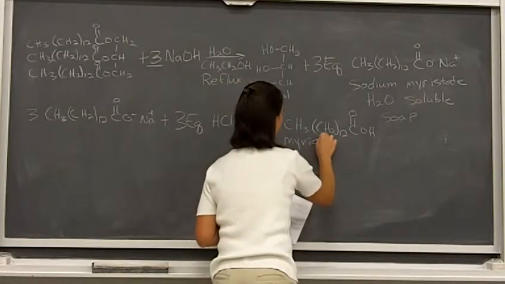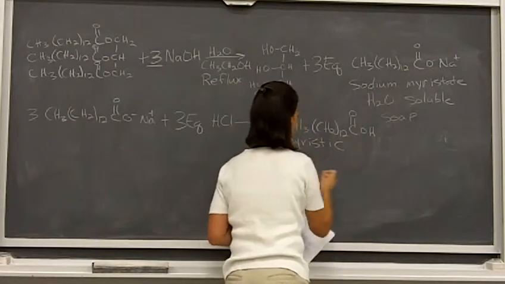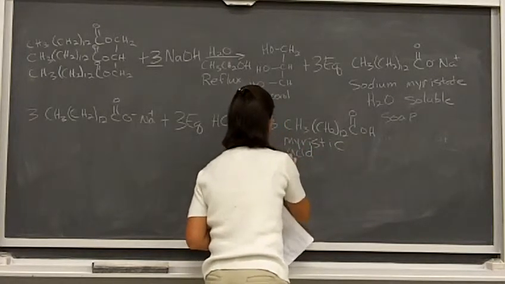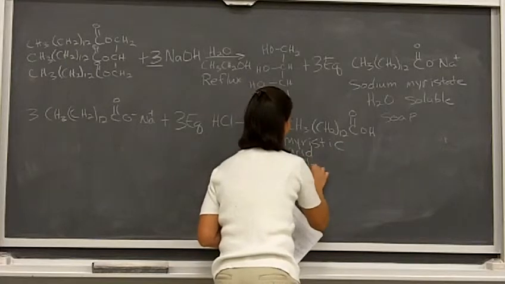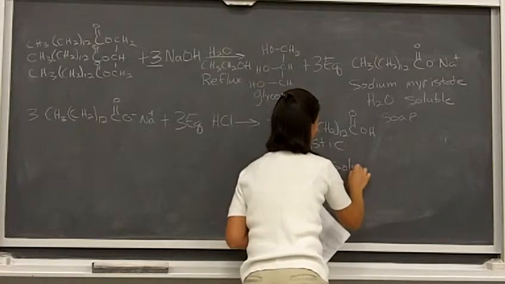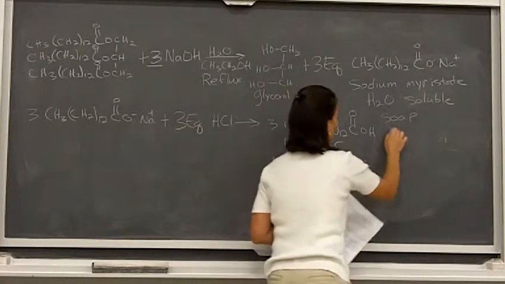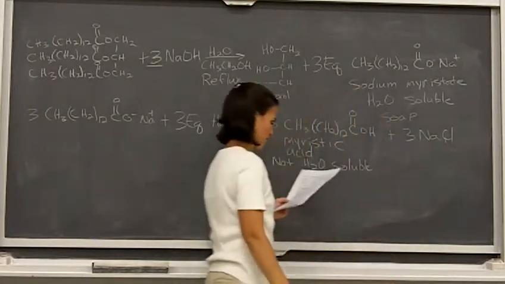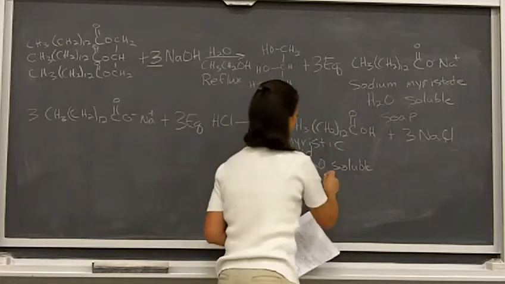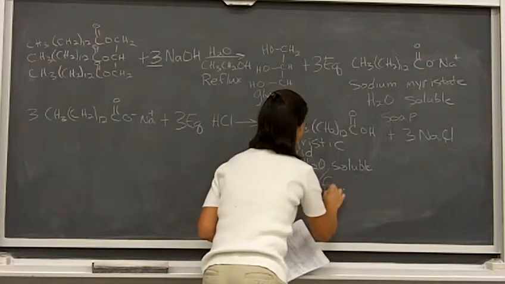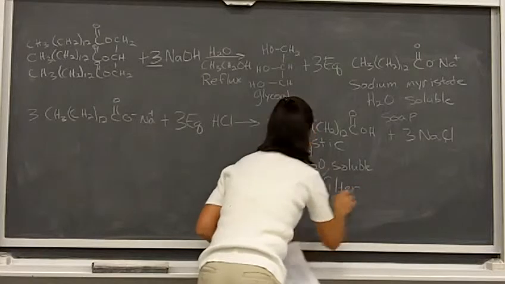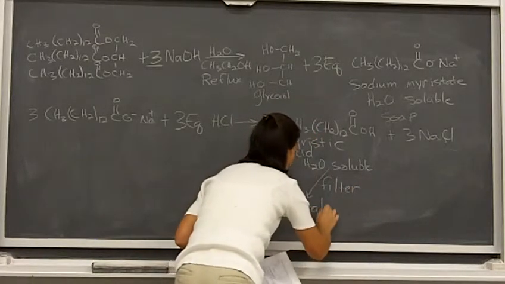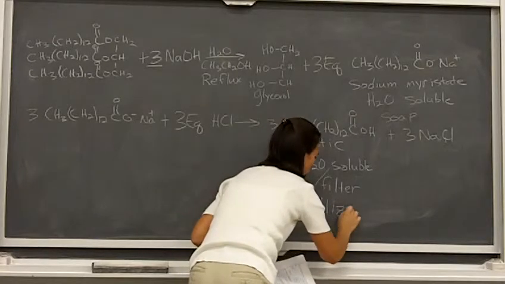And so you should see a difference here between its basic form and its acidic form. It's not water soluble at this point, okay? So it's going to precipitate out at this point. And we also get sodium chloride that's formed in the mix, okay? So we're going to filter this, all right? And then we will recrystallize it. And then you will analyze it.